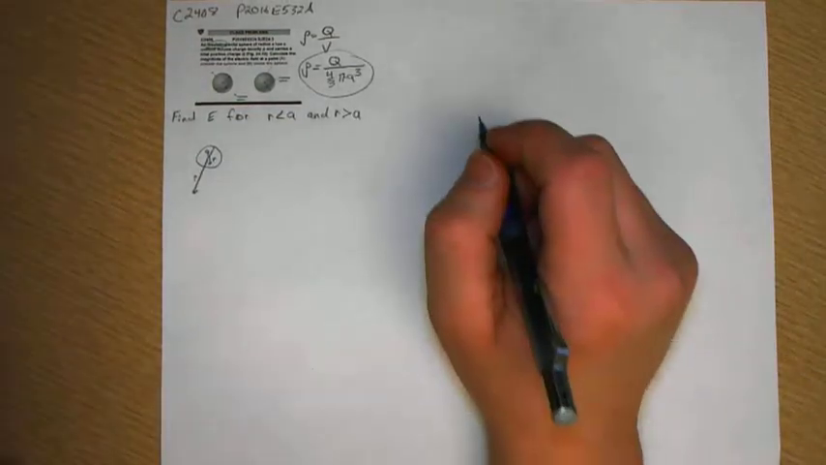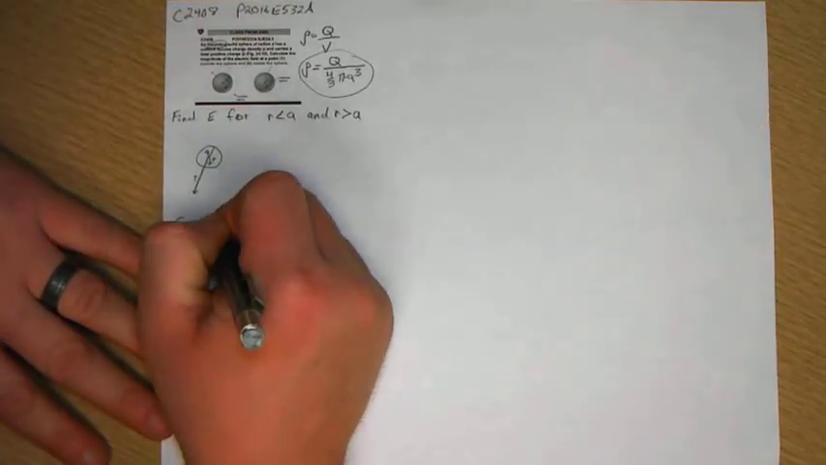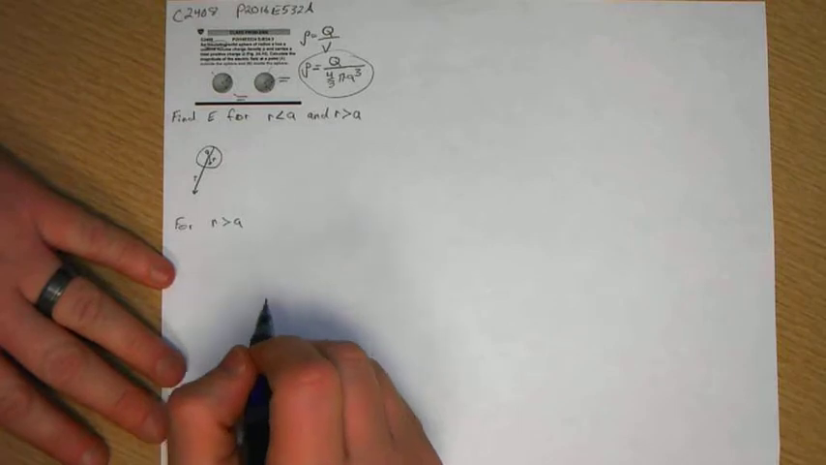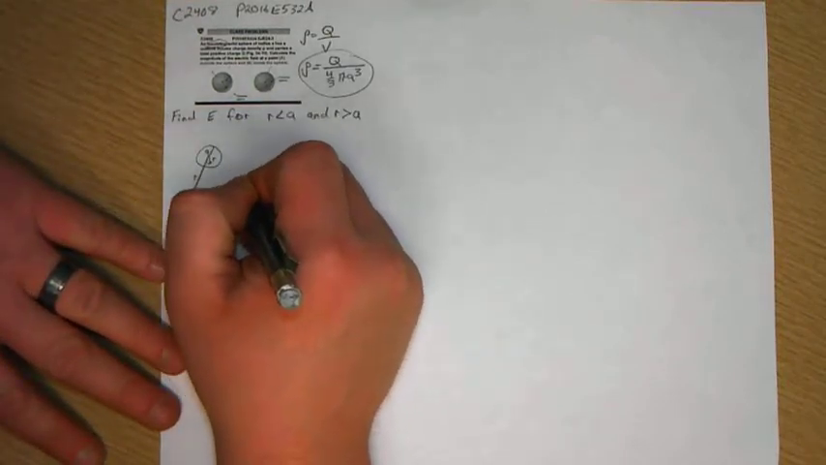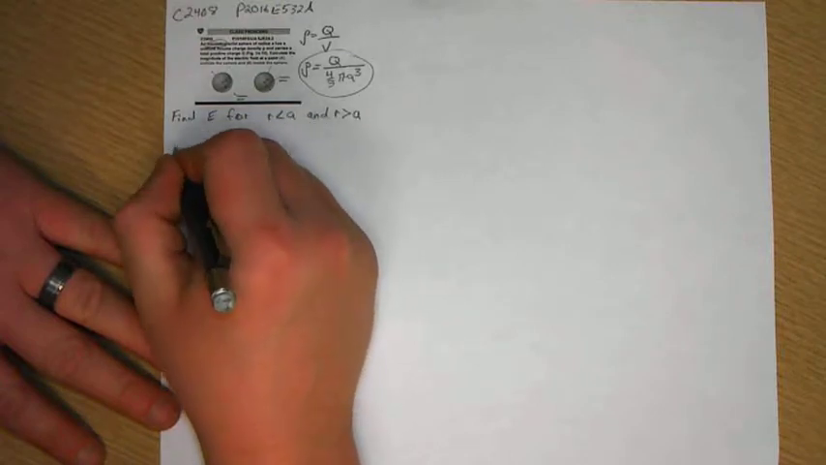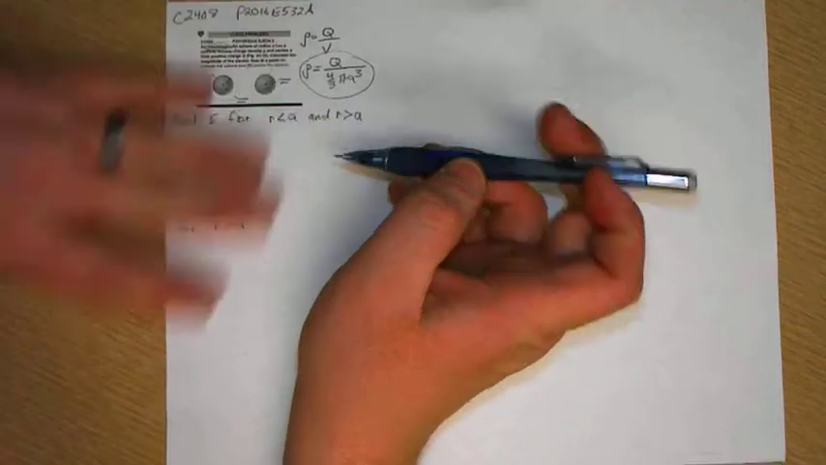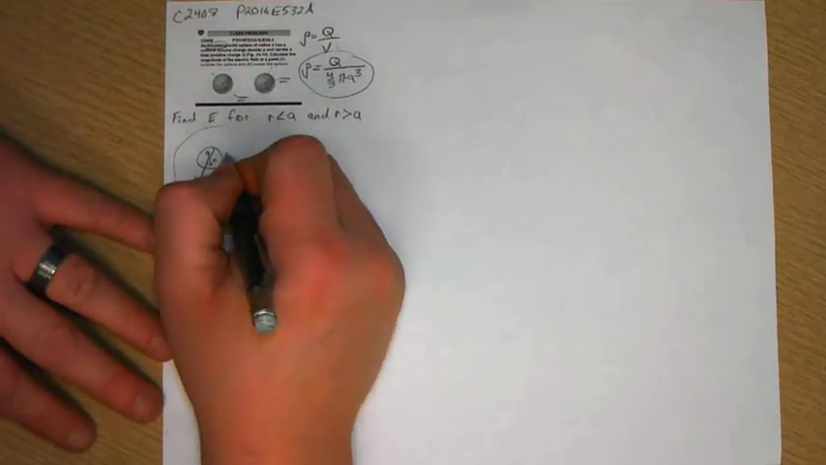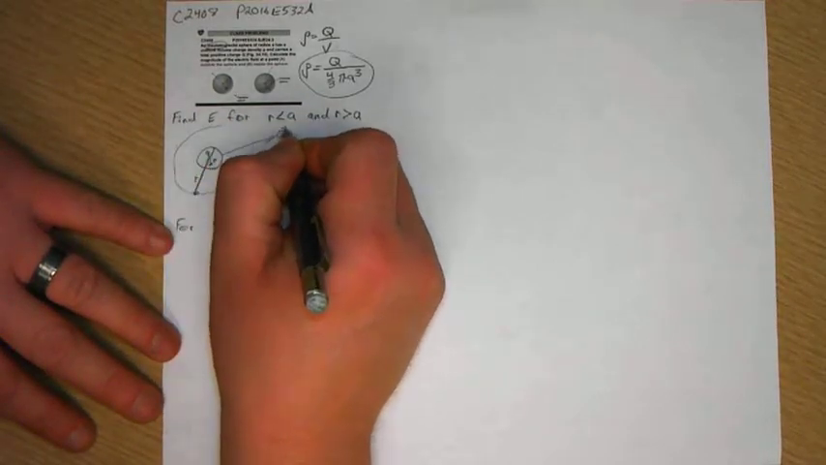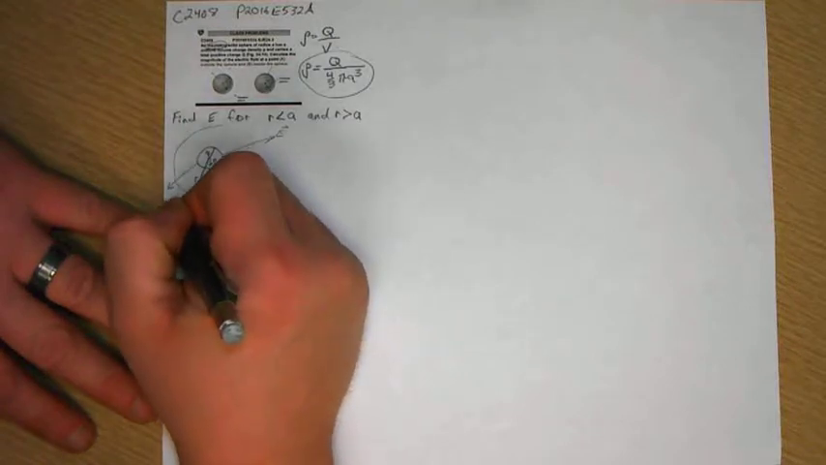So let's start for r greater than a. I'm going to draw a Gaussian surface, a Gaussian shell that matches the symmetry of this charged sphere. And why do I do that? Because I know if this is charged, the electric field is going to point radially outward everywhere, just like it would for a point charge.